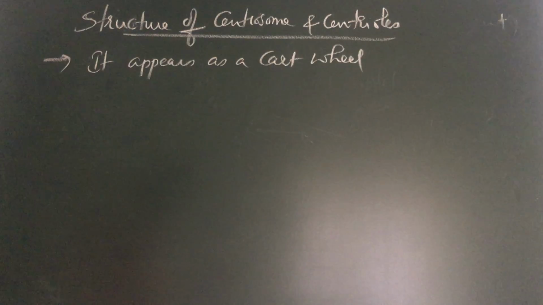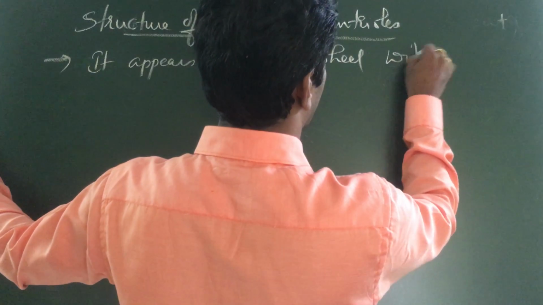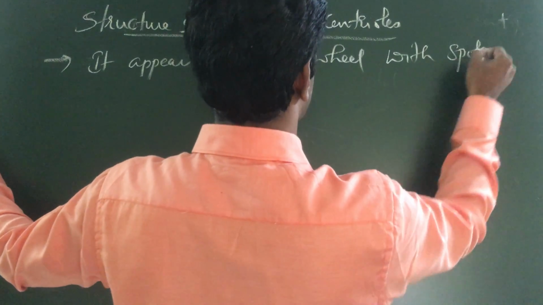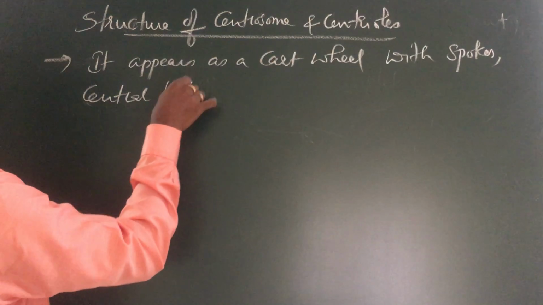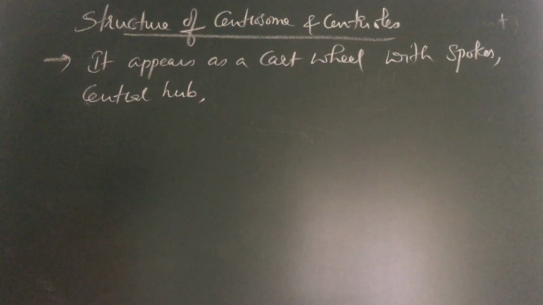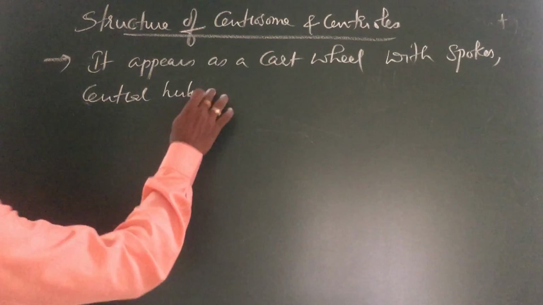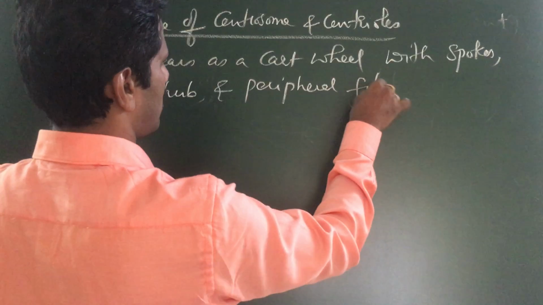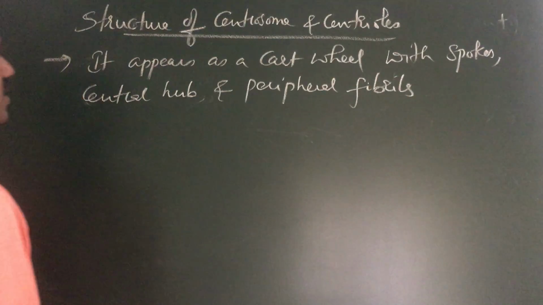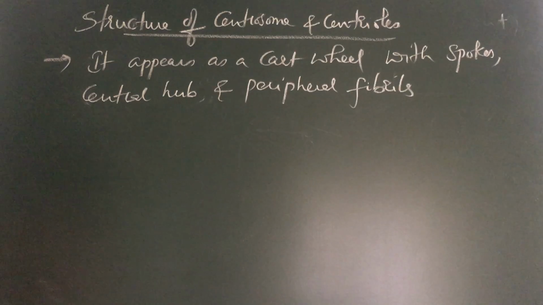That is spokes, hub and peripheral fibrils. The spokes, central hub and peripheral fibrils together, it appears like a cartwheel.